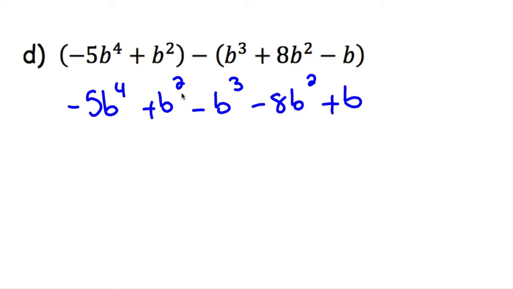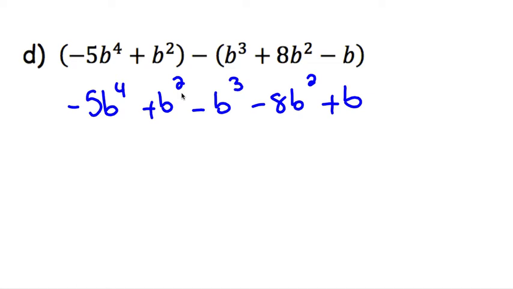So first of all, let me back up a step. All I did was recopy the first one, negative 5b to the fourth, b squared. I changed all my signs here, so this would be a minus b to the third, a minus 8b squared, and a plus b. Okay, so that's my first step. Now, instead of putting them in columns, I'm going to add my like terms, okay? So first of all, I look for my highest power.